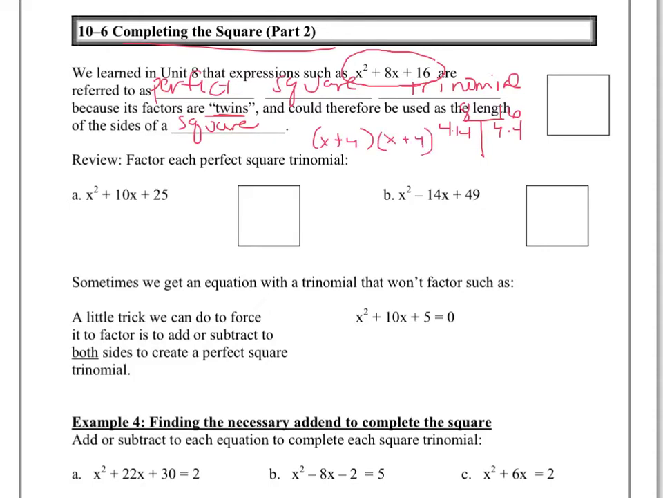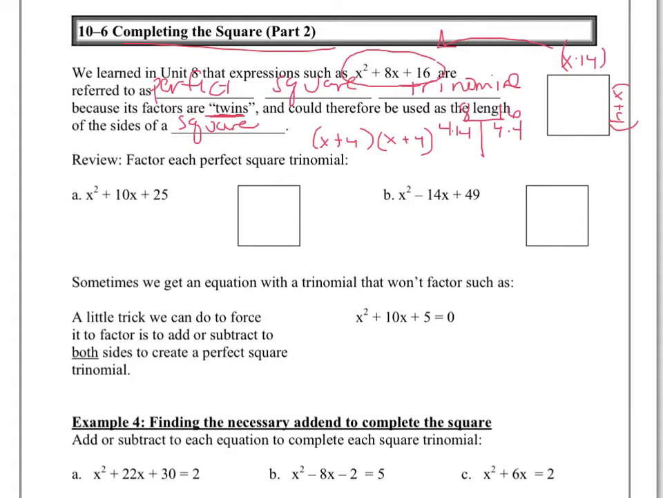So that's what we mean here by twins. They're both the number 4. We can relate this back to a square because x plus 4 times x plus 4, they're both the same length, and when they multiply together you get this perfect square trinomial. So let's go ahead and try to do A and B.